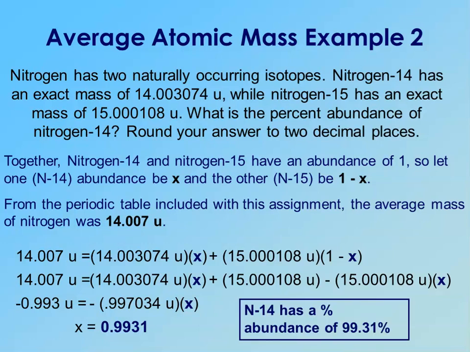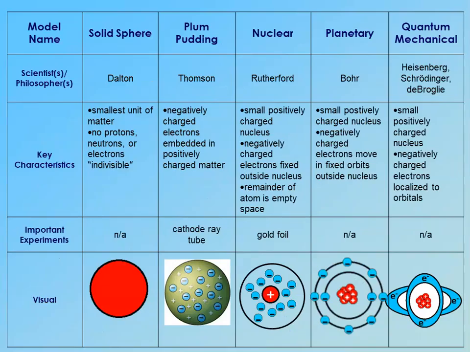And if you think about it, look where the mass is. It was ridiculously close to nitrogen 14. So it makes a heck of a lot of sense that the percent abundance was pretty much all nitrogen 14. Your average masses should always fall between your lowest and your highest isotope masses. So we should never have gotten an answer below the 14.003074, and we never should have gotten an answer above it for our average mass. And that was indeed the case.